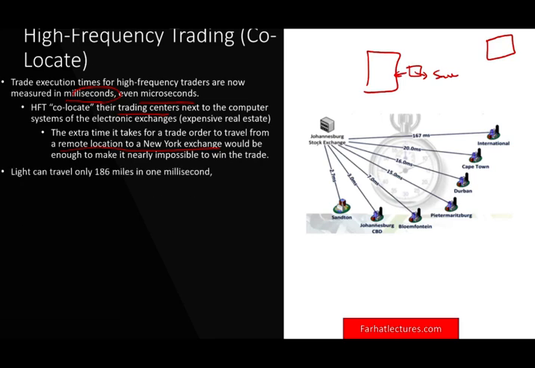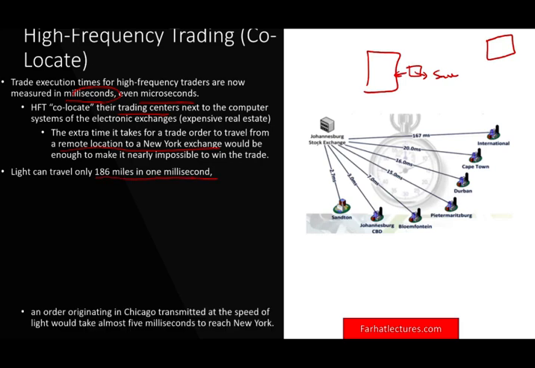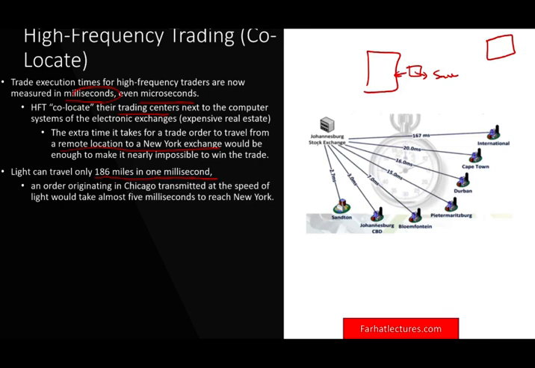Okay. So just to give you an idea, light can travel only 186 miles in 1 millisecond. So let's assume an order originated in Chicago, transmitted at the speed of light, which is 186 miles in 1 millisecond. It will take almost 5 milliseconds to reach New York. Now, that order could not possibly compete with one launched from a co-located facility in New York. So if somebody is next to the server in New York, and you send it from Chicago, it's gonna take 5 milliseconds, they're gonna beat you to it.